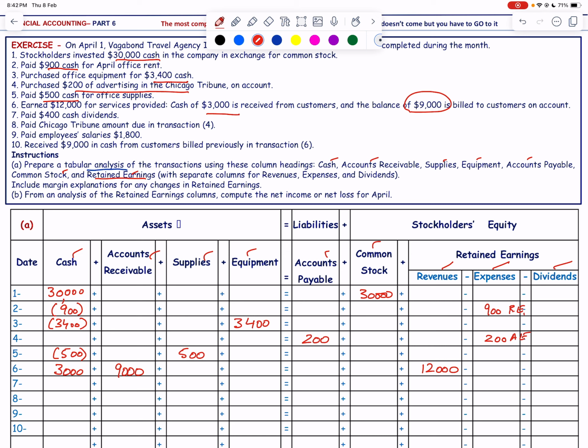Paid 400 cash dividend. So when we pay 400, cash decreases and dividend is going to be for 400. Then paid Chicago Tribune amount due in transaction number 4. In transaction number 4, there is an accounts payable of 200 and we are paying this amount. So cash will decrease again by 200, and now our accounts payable decrease by 200. Paid salaries for 1,800, so 1,800 cash will decrease, and so our salaries expense.